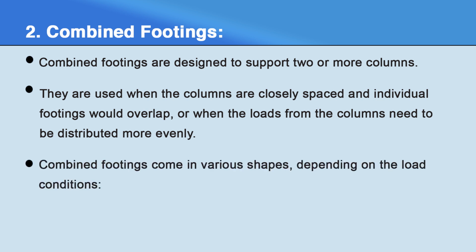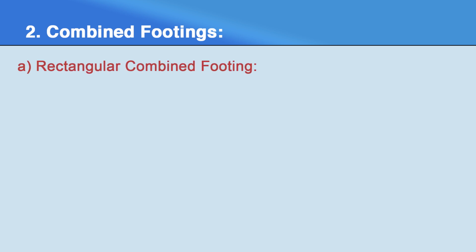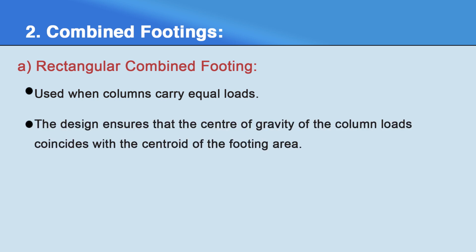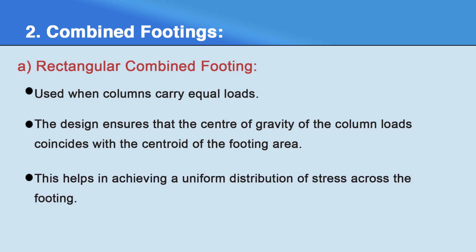Combined footings come in various shapes depending on the load conditions. First is rectangular combined footings, used when columns carry equal loads. The design ensures that the center of gravity of the column loads coincides with the centroid of the footing area. This helps in achieving a uniform distribution of stress across the footing.